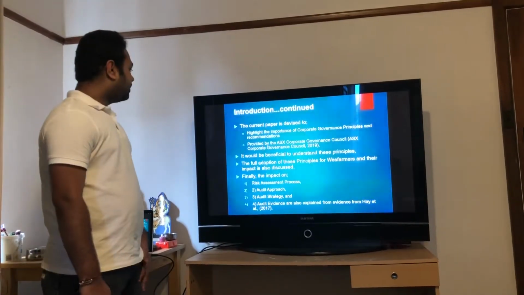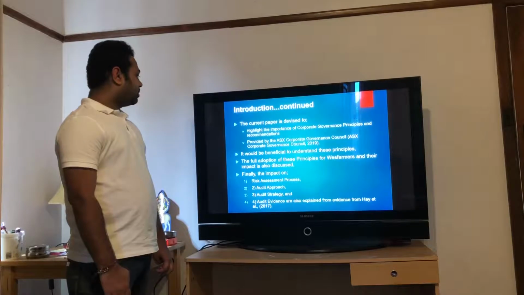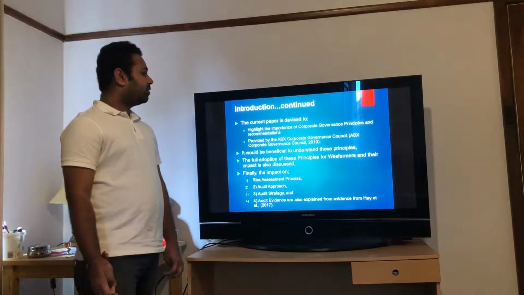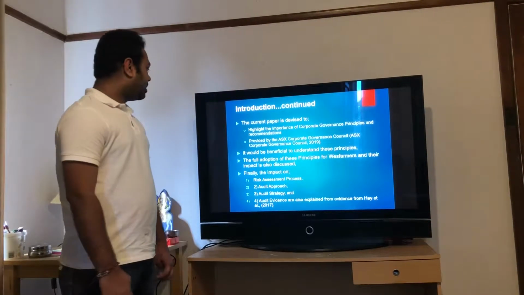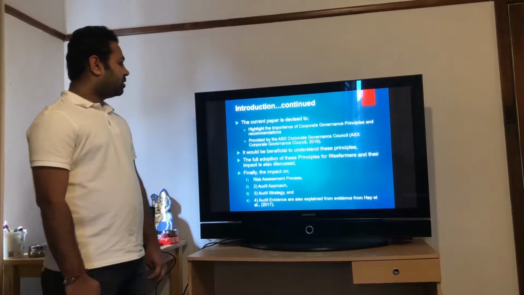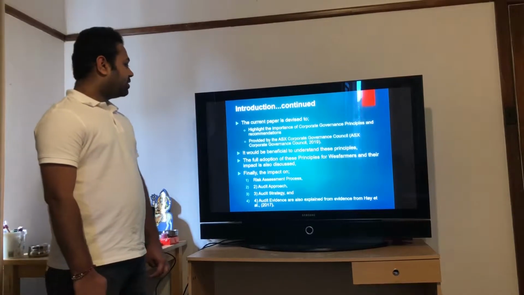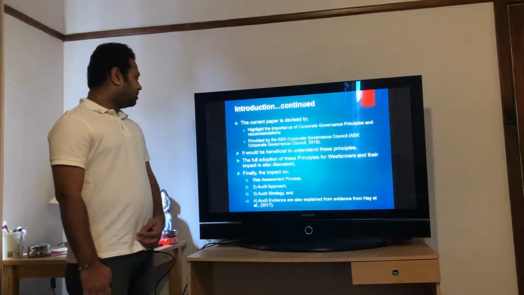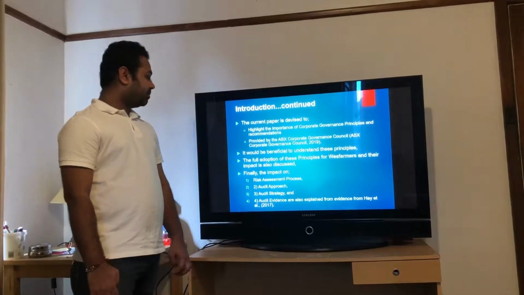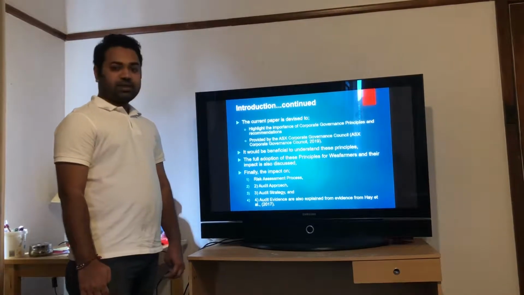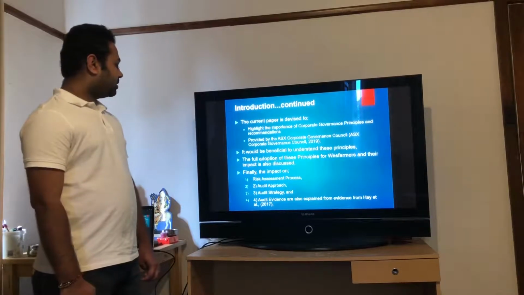Moving to the next slide, the current paper is devised to highlight the importance of corporate governance principles and recommendations provided by the ASX Corporate Governance Council. It would be beneficial to understand these principles. The full adoption of these principles and their impact is also discussed.